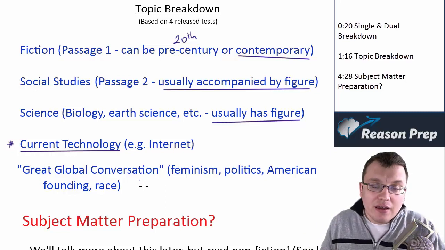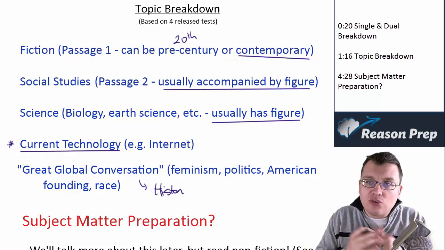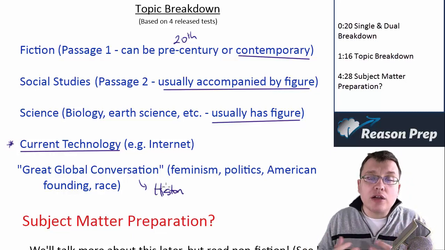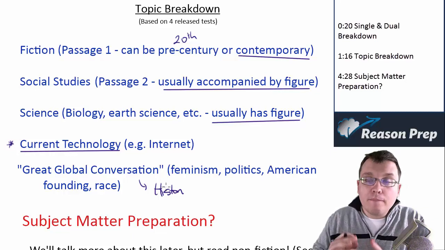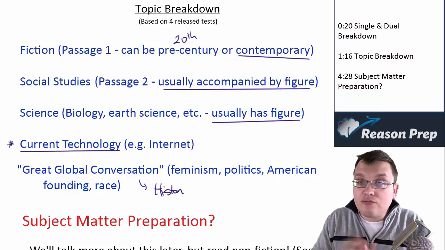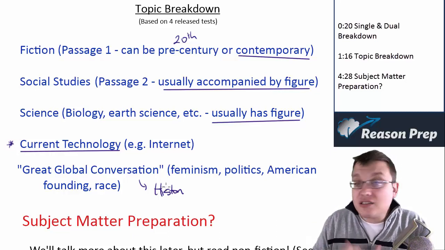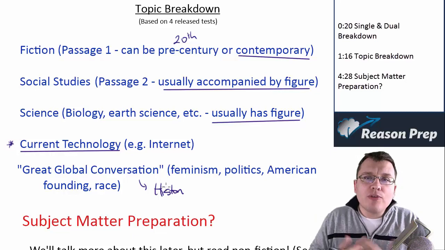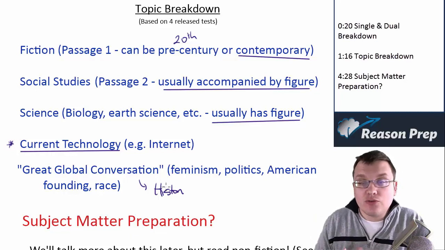Another way of putting this, it's essentially history, either of the United States or of the world in general, and it's the great global conversation about politics, about feminism, about the American founding, right? The Declaration of Independence, all the stuff that went into that, race, other issues like that. So it's something you might read in a social studies class, for example.